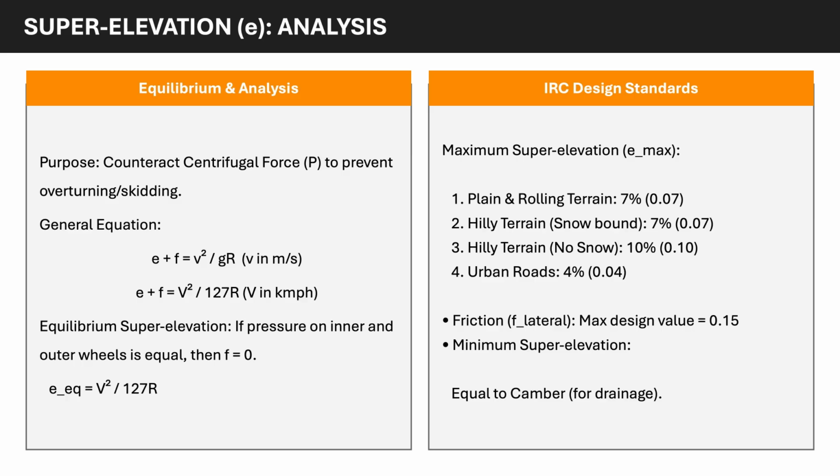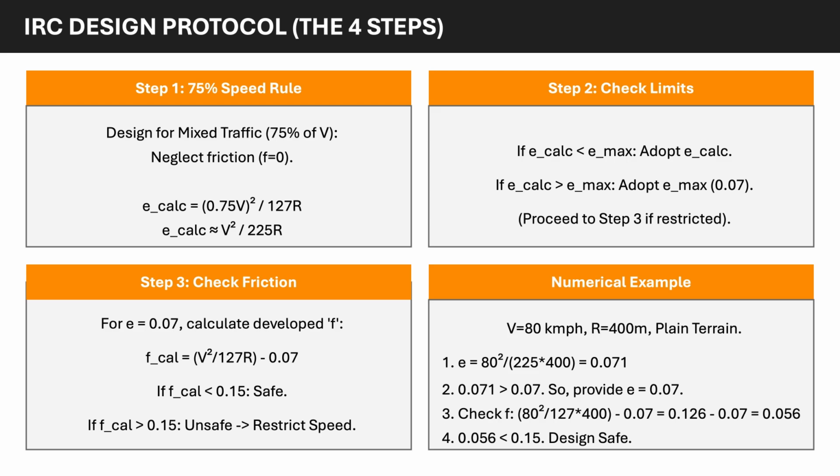Also, remember the concept of equilibrium super elevation. That is a condition where pressure on both wheels is equal. In that case, friction F is 0. This is the most critical slide for numerical problems. The 4-step design protocol. Step 1. Calculate super elevation for 75% of the design speed. Assuming 0 friction, the formula simplifies to V square divided by 225 times the radius.